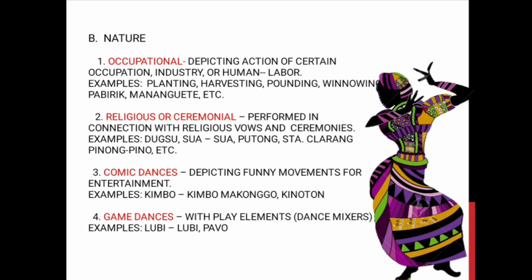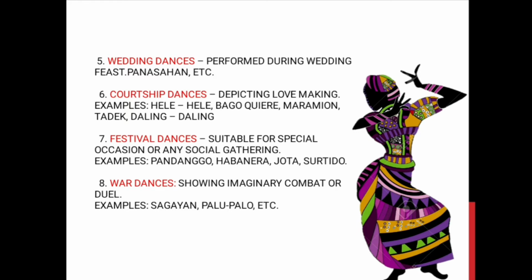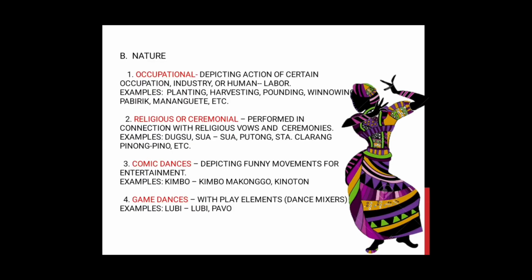So next is nature. So we have 8 classifications: occupational, religious or ceremonial, comic dances, game dances, wedding dances, courtship dances, festival dances, and war dances. Number 1 is occupational, depicting action of certain occupation, industry, or human labor. Examples are planting, harvesting, pounding, winnowing, fabric, manang miete, and etc.